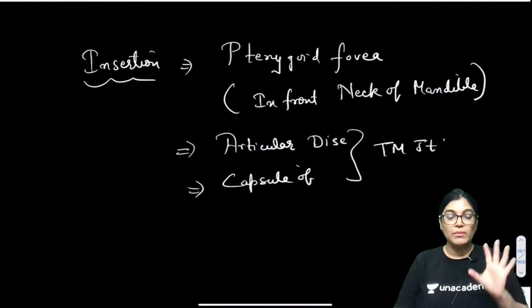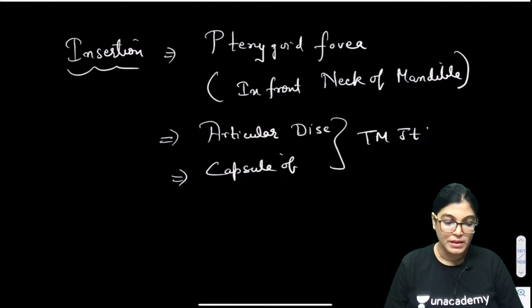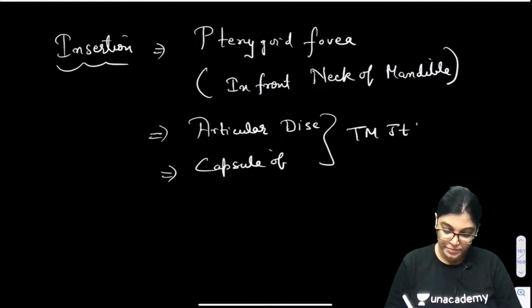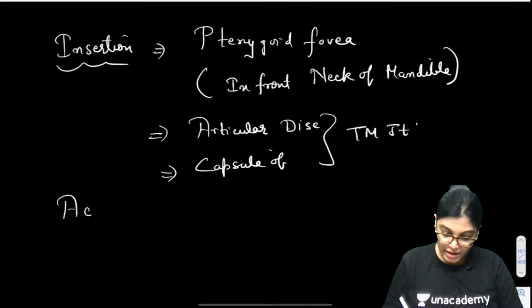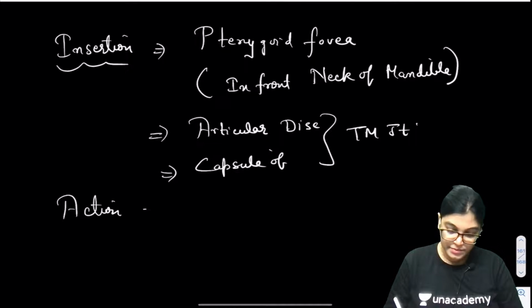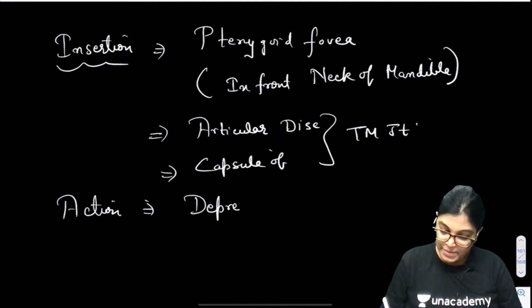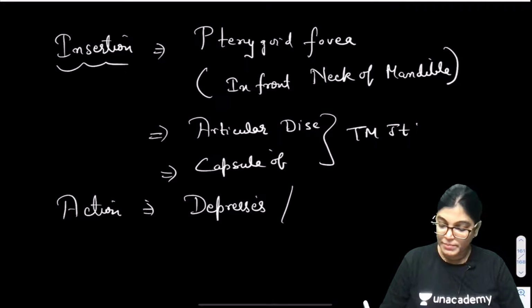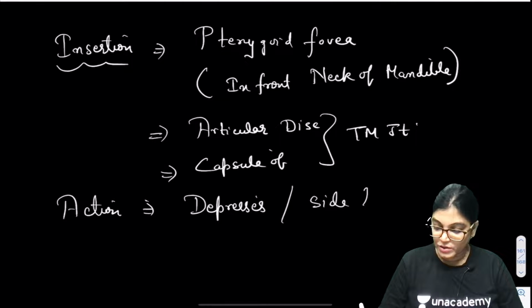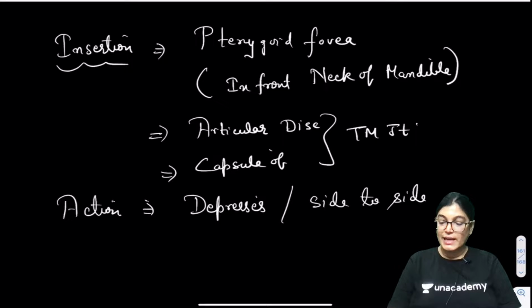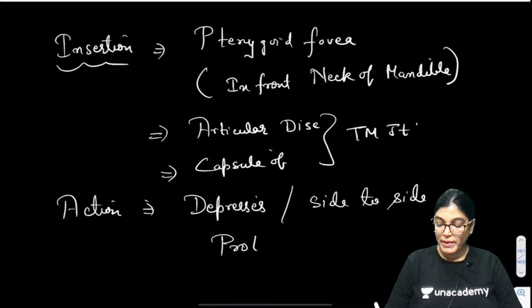Now one more point is important: this is the one muscle which causes depression of the mandible. So this is the only muscle which causes depression of the mandible. So write on action. Action: it depresses the mandible, causes side to side movement of the mandible. That means it is opening the mouth, side to side movement and protrusion of the mandible.